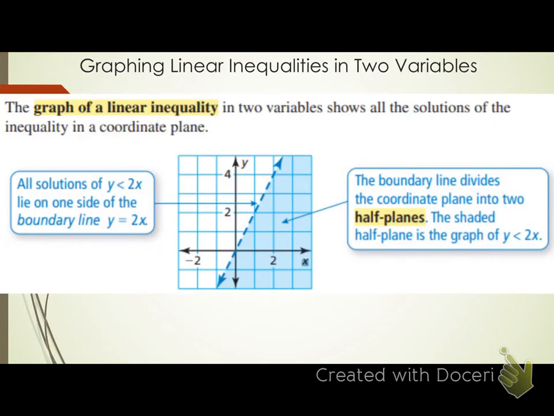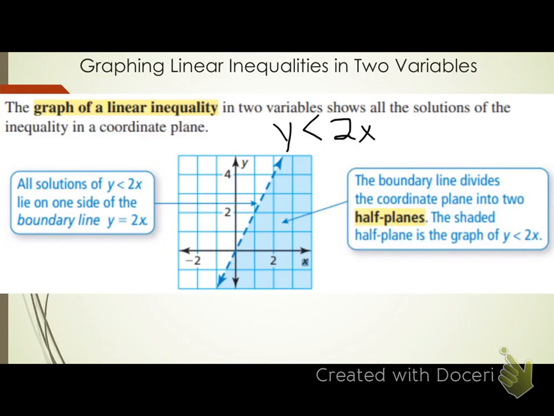Okay, let's talk about graphing linear inequalities in two variables. The graph of a linear inequality in two variables shows all the solutions of the inequality in the coordinate plane, just like when we graph a linear equation that shows all the solutions of that equation. My inequality does the same thing. It shows all my solutions of that specific inequality. So here we have a little example. This is the inequality y is less than 2x.